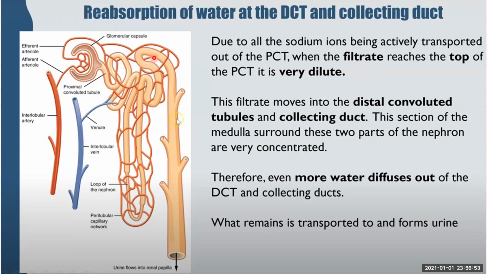Because of that, as this filtrate passes down the collecting tubule, more water can diffuse out because this part is in the medulla now, right? So more water can diffuse out of the collecting tubule, right? What will remain in the collecting duct is what will form the urine.